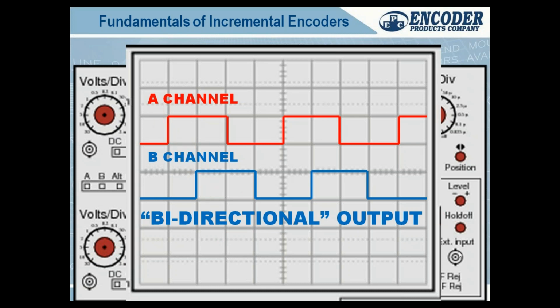Well, why does that matter? You're going to love my PowerPoint art here. The reason it matters is if I turned the encoder clockwise, A would rise first. This is called A leads B.